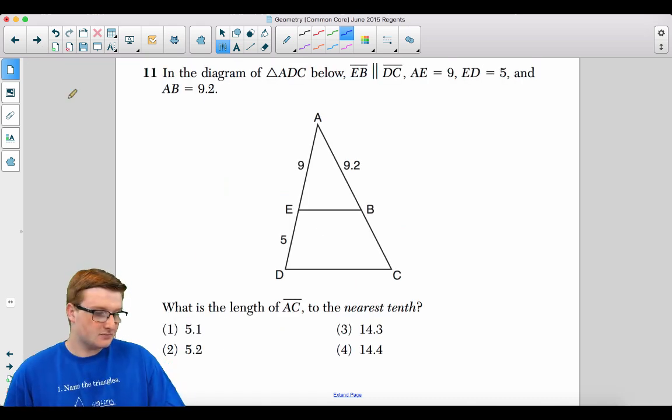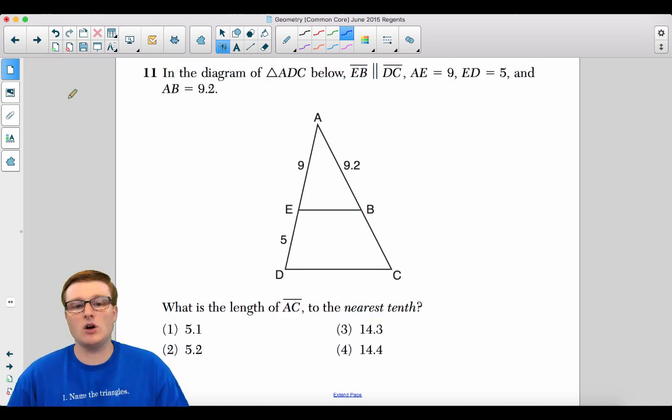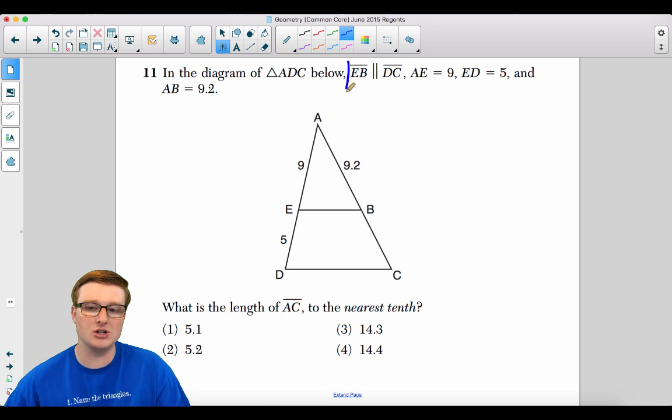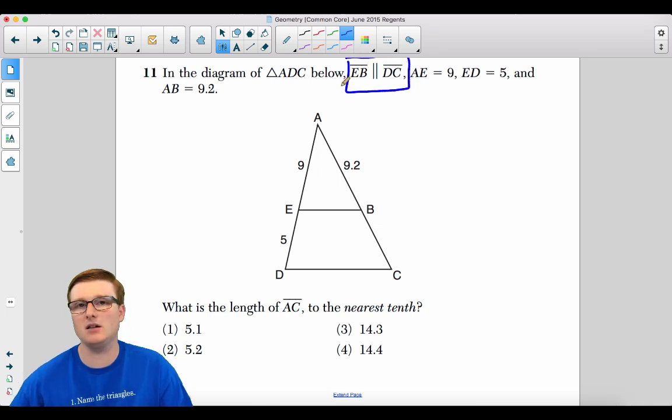Number 11. In the diagram of triangle ADC below, EB is parallel to DC, AE is 9, ED is 5, and AB is 9.2. Now I want to make this clear. The Geometry Regents likes to throw this garbage in. EB is parallel to DC, but what does that mean?